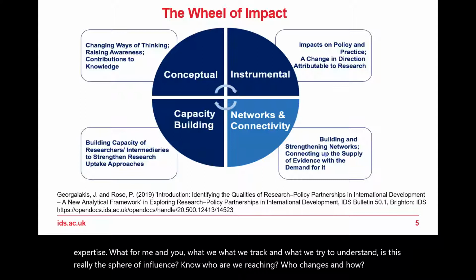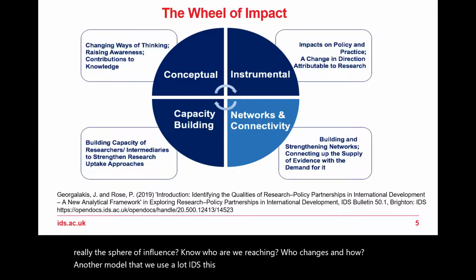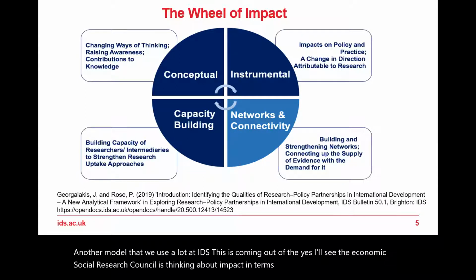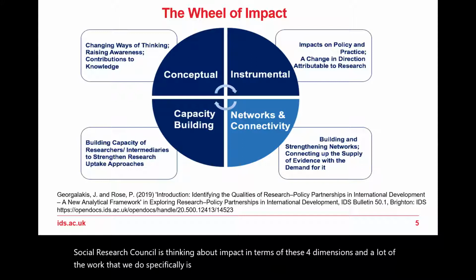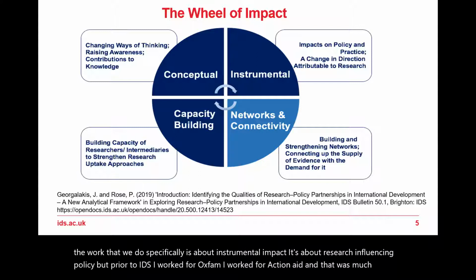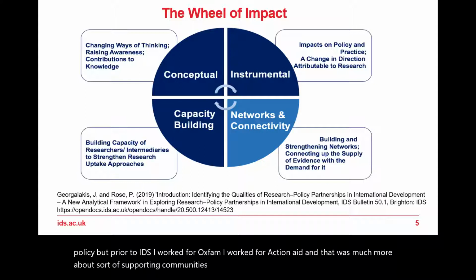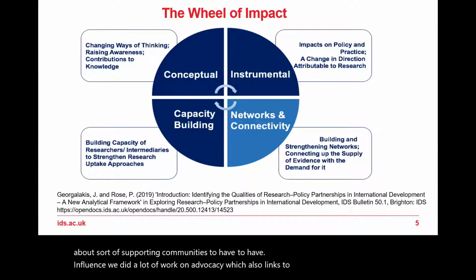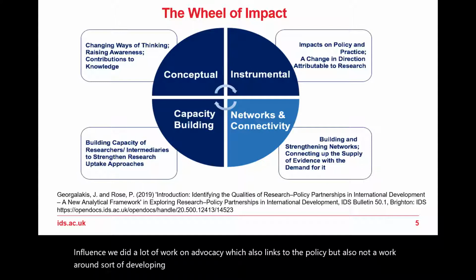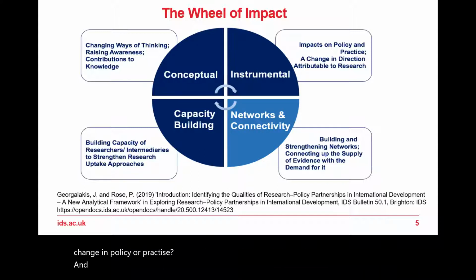Another model that we use a lot at IDS, which has come out of the ESRC, the Economic and Social Research Council, is thinking about impact in terms of these four dimensions. A lot of the work that we do specifically is about instrumental impact. It's about research influencing policy. But prior to IDS, I worked for Oxfam and ActionAid, and that was much more about supporting communities to have influence. We did a lot of work on advocacy, which also links to policy, but also a lot of work around developing that tangible change in policy or practice. And that's really quite hard and often very ambitious.